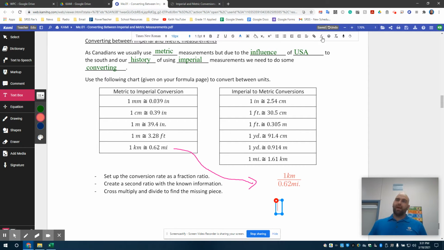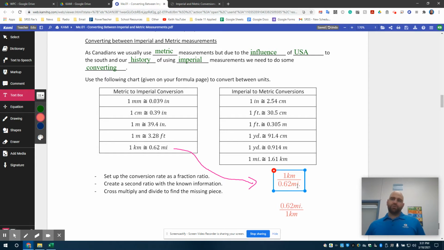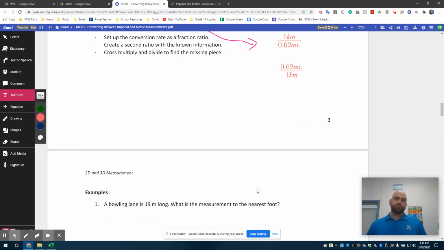Or we can set it up as the opposite way around. We could say 0.62 miles is the same as 1 kilometer. So we can set it up as either or, and then our other ratio just has to have the same way, with kilometers on top and the miles on the bottom, or miles on top and kilometers on the bottom.